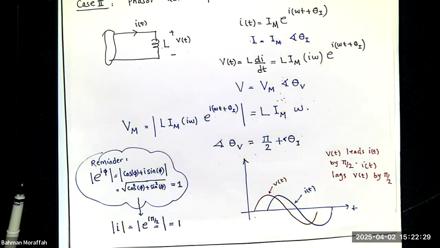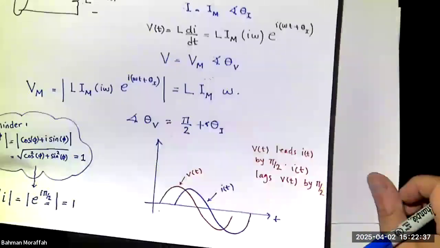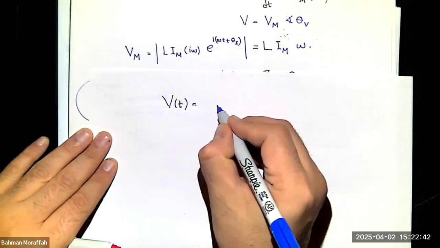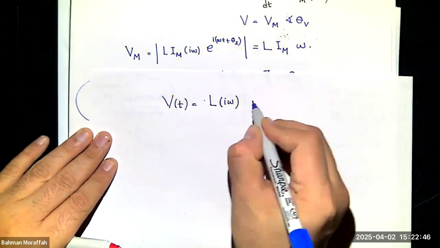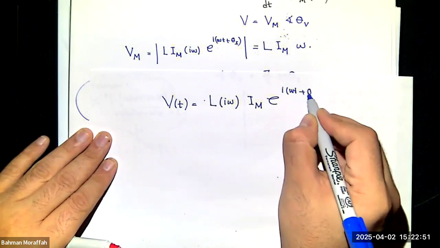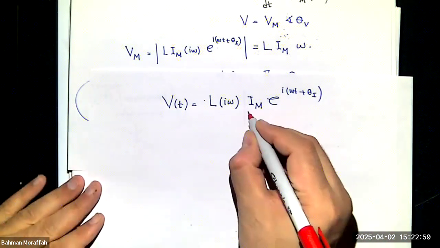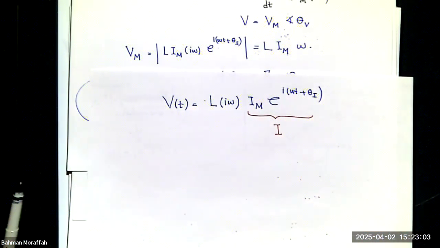Right? But look, let me rewrite this V(t). V(t) is L times I omega times Im e to the I omega t plus theta I, right? Do you agree I can replace this by the phasor representation of I, right?